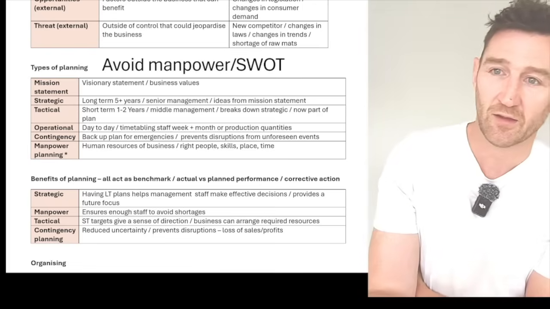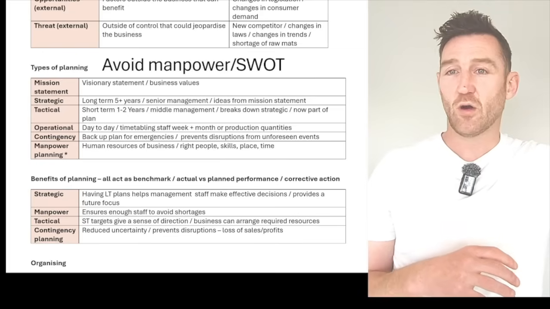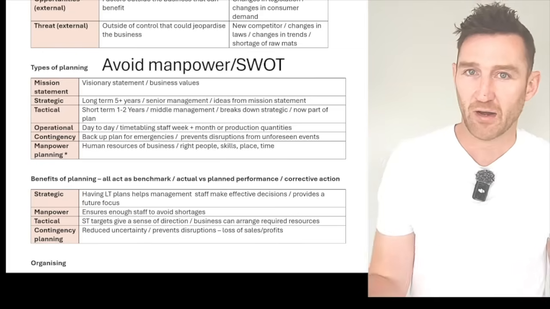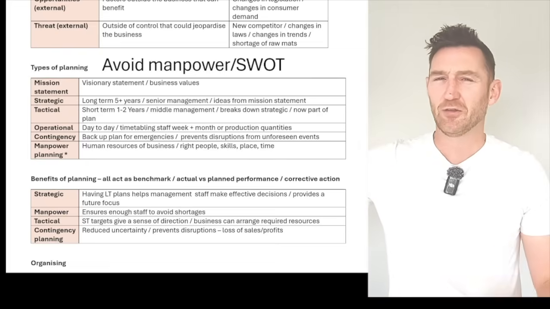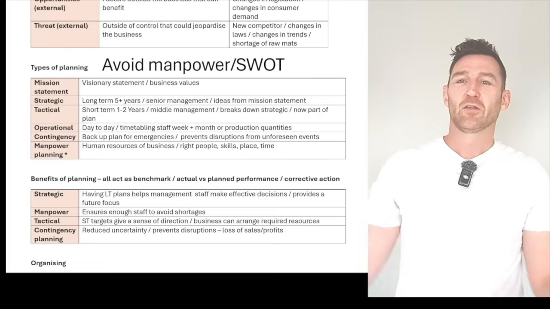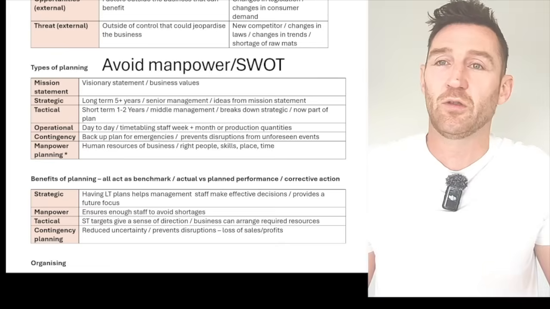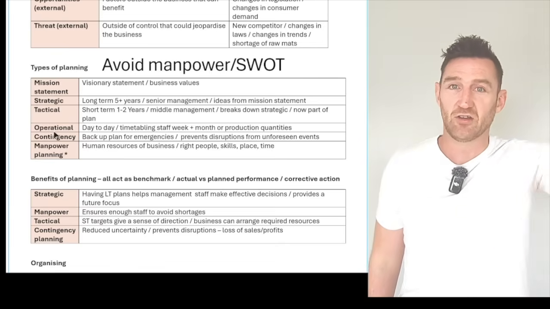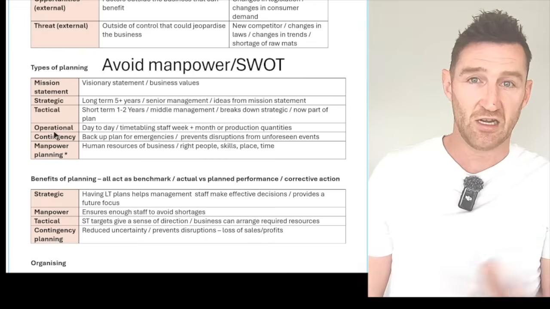The reason I'm saying this is because in recent long questions where they've asked you to explain types of planning, they haven't accepted manpower planning. But recently in the ABQ, they have accepted it as a type of planning. So you just want to cover yourself. There's loads of other ones you can go with. Look, there's enough there: mission statement, strategic, tactical, operational, contingency. There's enough other ones there that you can lean on.